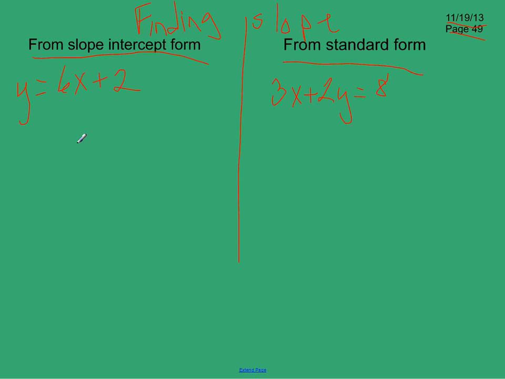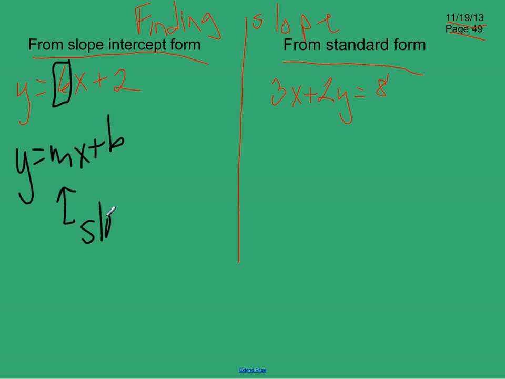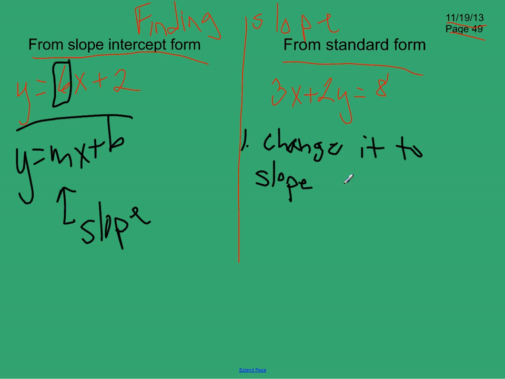Okay? In the slope-intercept form, finding slope is really, really easy. It's the coefficient of x. That's all. Remember that slope-intercept form is y equals mx plus b, and m is the slope. So if we have an equation given to us in slope-intercept form, finding the slope of the equation is extremely easy. If you have an equation in standard form, you have a couple choices. You can either change it to slope-intercept form, which would then make it very easy to find the slope.